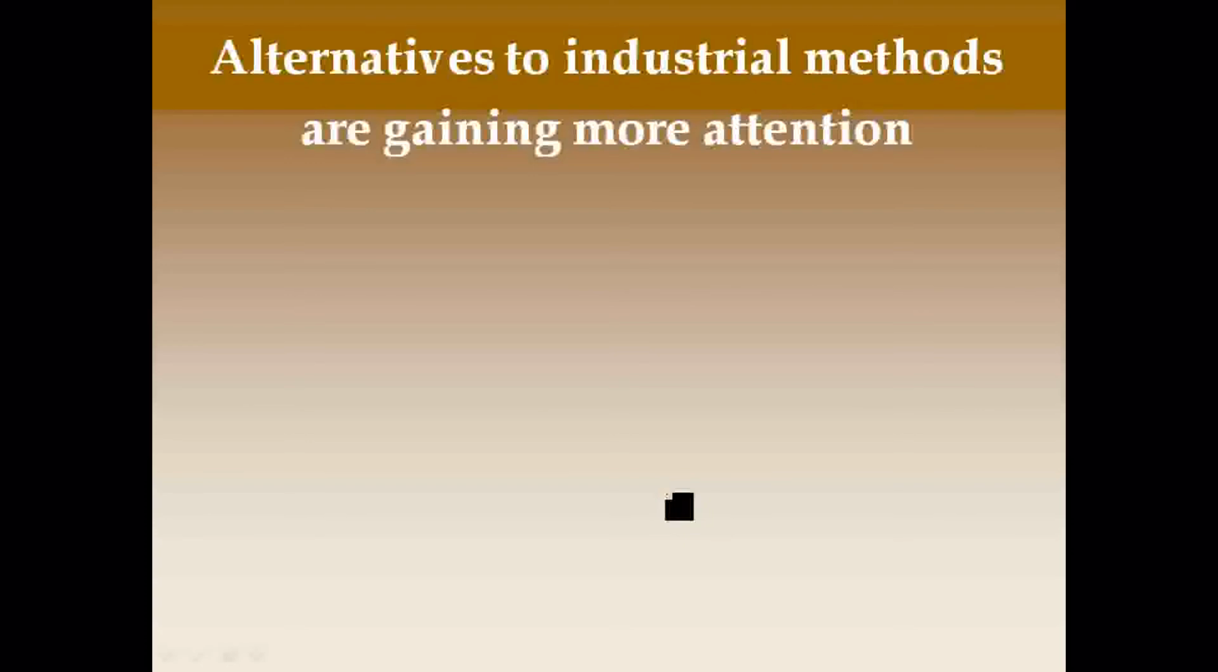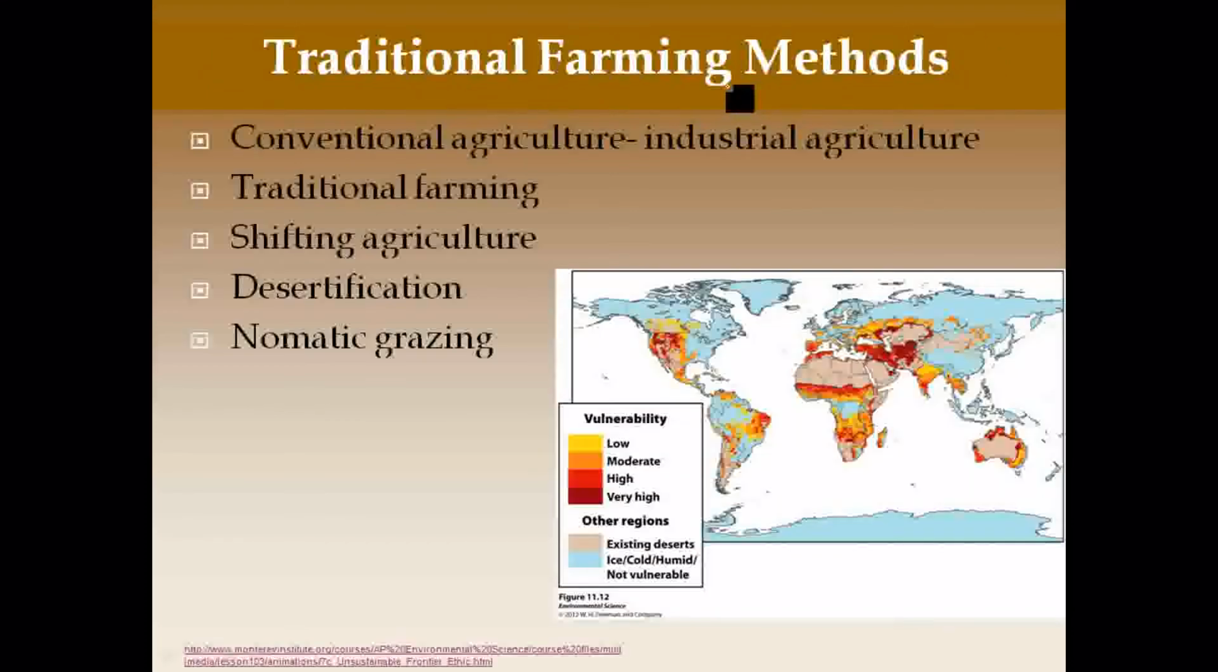We can't really start dealing with these alternative methods until we get a firm grasp and a definition of some of the bad farming methods. So even though this heading says alternatives, we're going to start with the industrial methods, and not just industrial methods, but also what they're doing in LEDCs to grow crops, because they're not very helpful to the environment either. So here are some of the traditional farming methods.